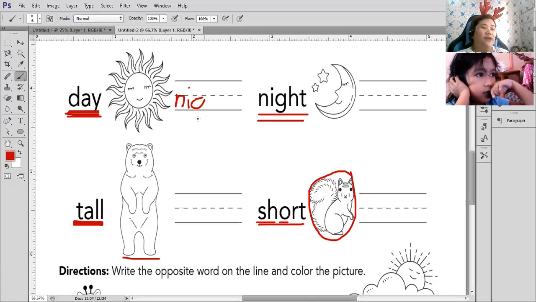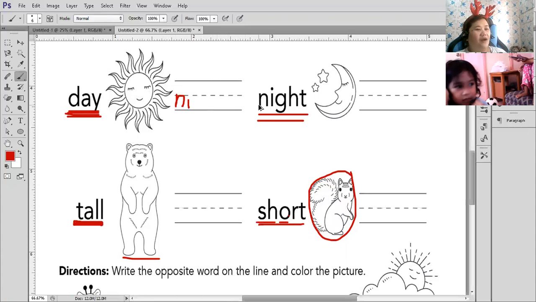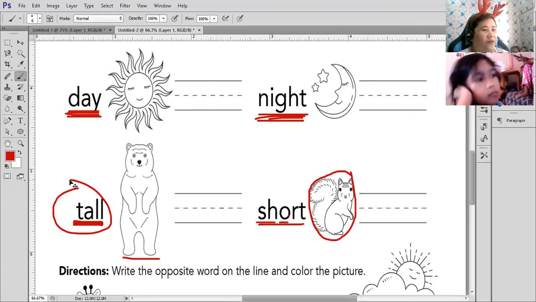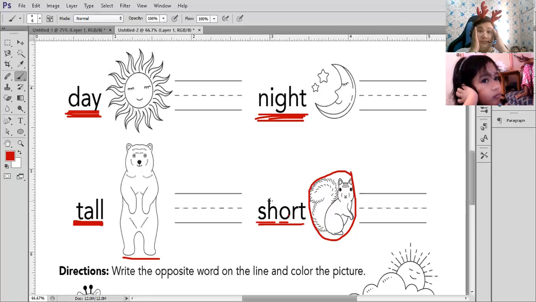Now I'm going to write the word night here. Night. Okay? Ganyan. Are you ready to write their opposite? What is the opposite of night? Day. Very good. What is the opposite of tall? Short. Very good. What is the opposite of short? Long. What is the opposite of short? Tall. Very good.